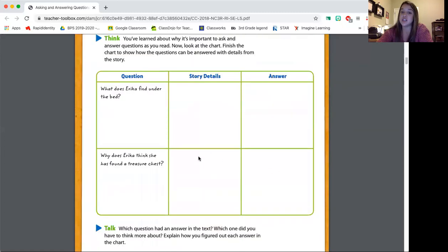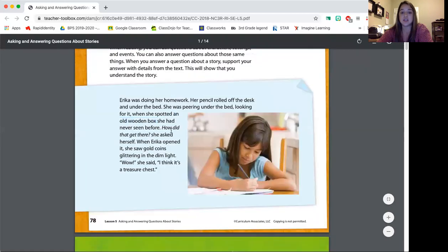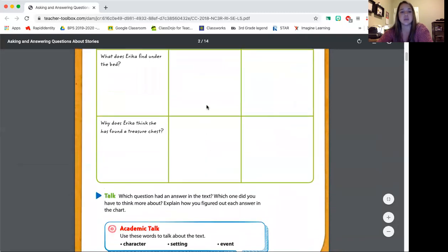And in your story details is where we go up, which is what I was highlighting. Those are my details. She was peering under the bed looking for it when she spotted an old wooden box she had never seen before. That's a detail, okay? You can also include, I think it's a treasure chest. Why? Because a treasure chest might look like an old wooden box. So that's a good detail to include.